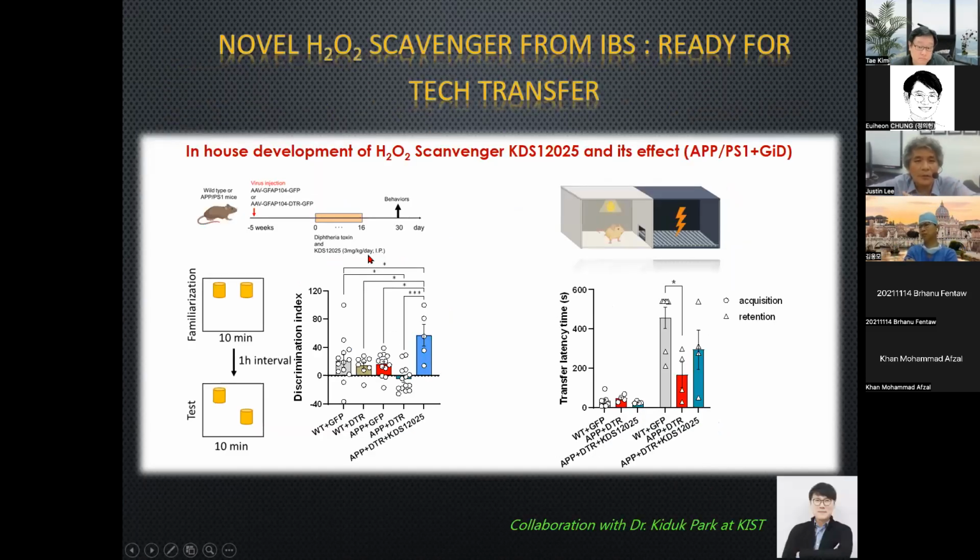We are also developing in-house another H2O2 scavenger, which is as potent as AAD-2004 or better. And this drug also shows a very nice effect of recovery of the memory. And this drug is also waiting for technology transfer now.